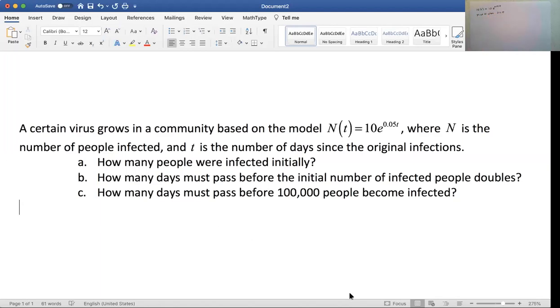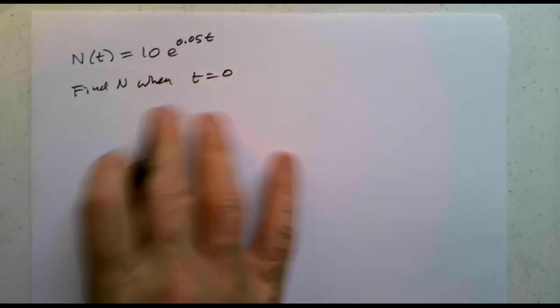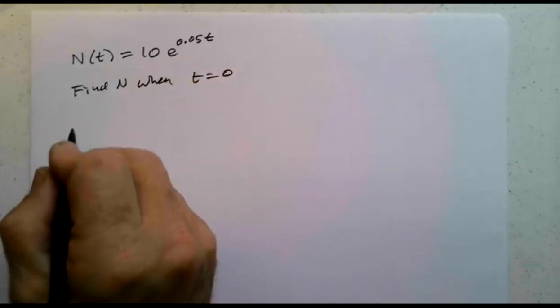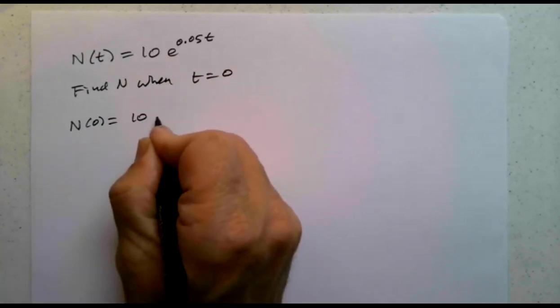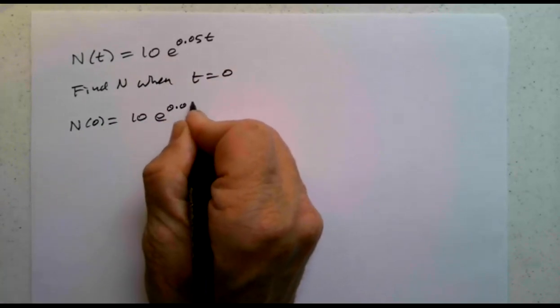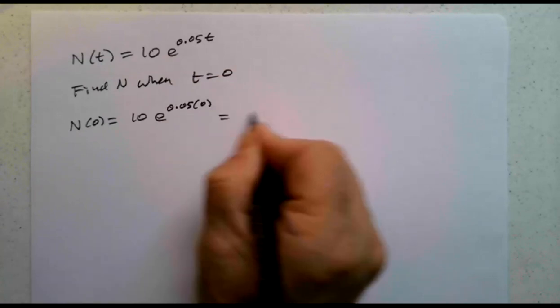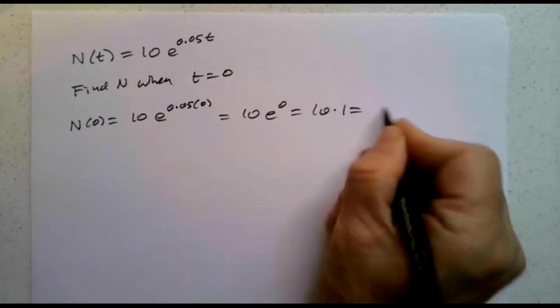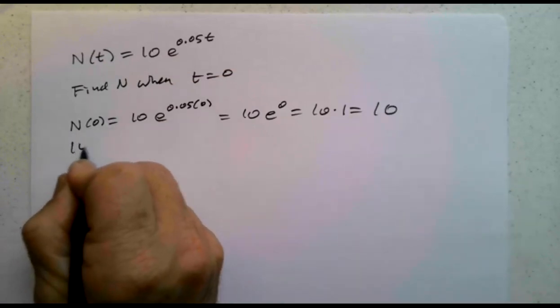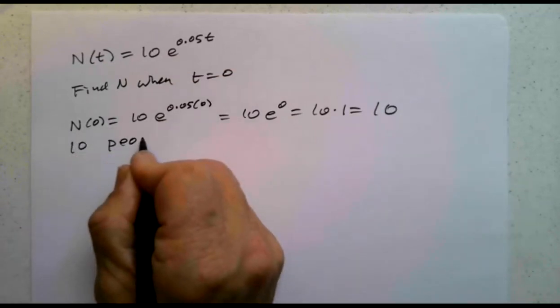So let's take a look. There's our original equation, and that's what we're looking for. So what is N of 0? That is 10 times e to the 0.05 times 0, which is 10 e to the 0, which is 10 times 1, which is 10. So 10 people were infected initially.